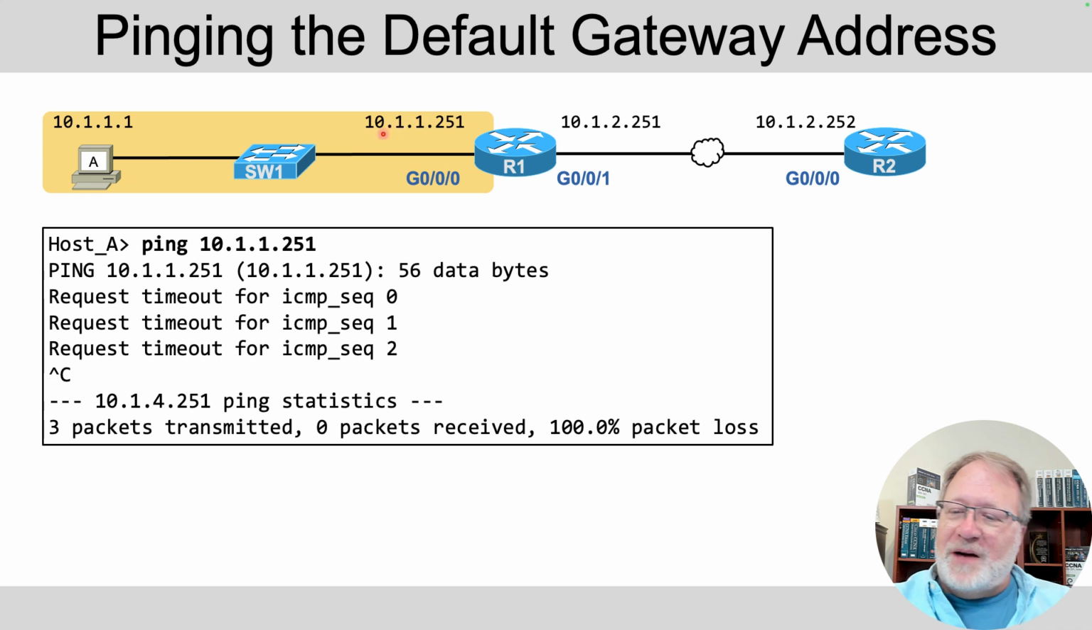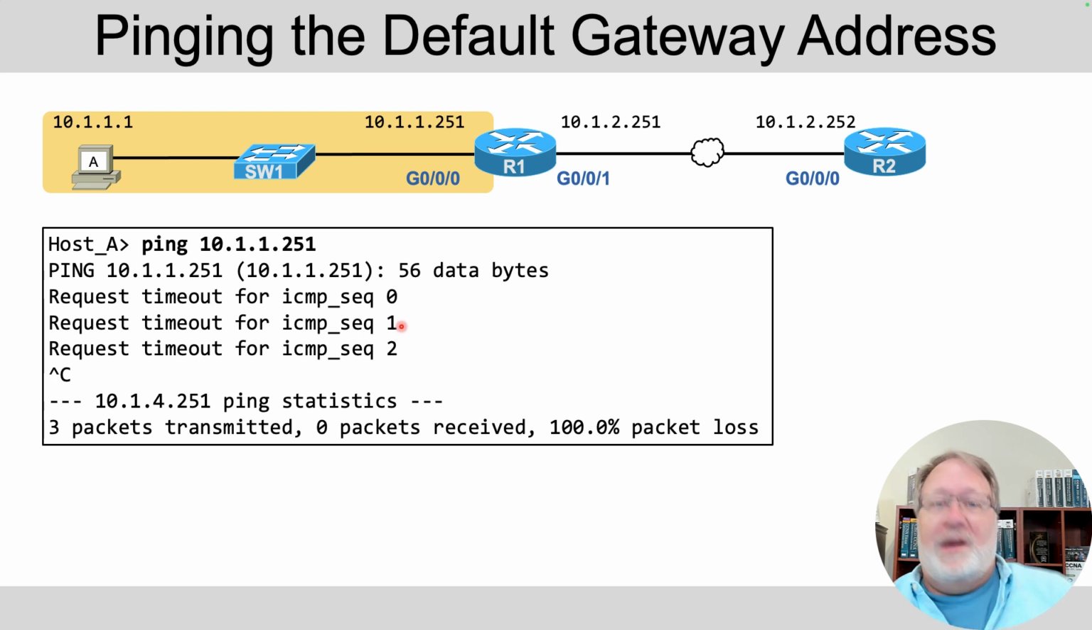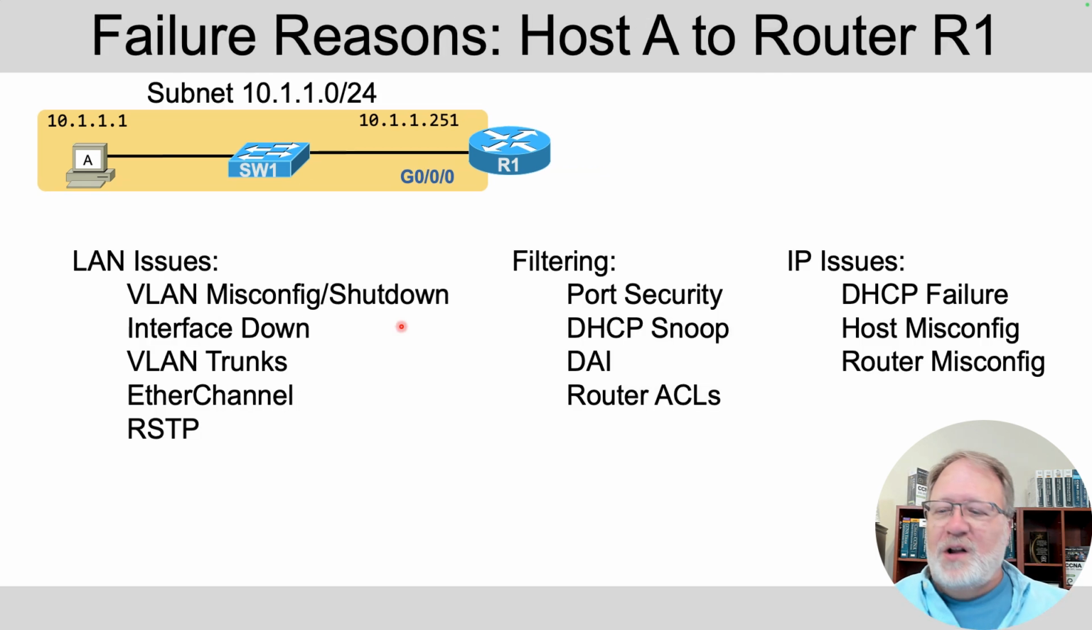So let's talk first about pinging the default gateway address. So A's setting for its default gateway is 10.1.1.251. You ping that, and it fails. So what did you really test? It turns out, get this, you didn't test the default gateway setting. You tested LAN connectivity, and you've proven that there's some problem somehow related to the LAN. It might be a layer 2 problem, it might be a layer 3 problem, it might be a layer 1 problem. All right, so lots of things.